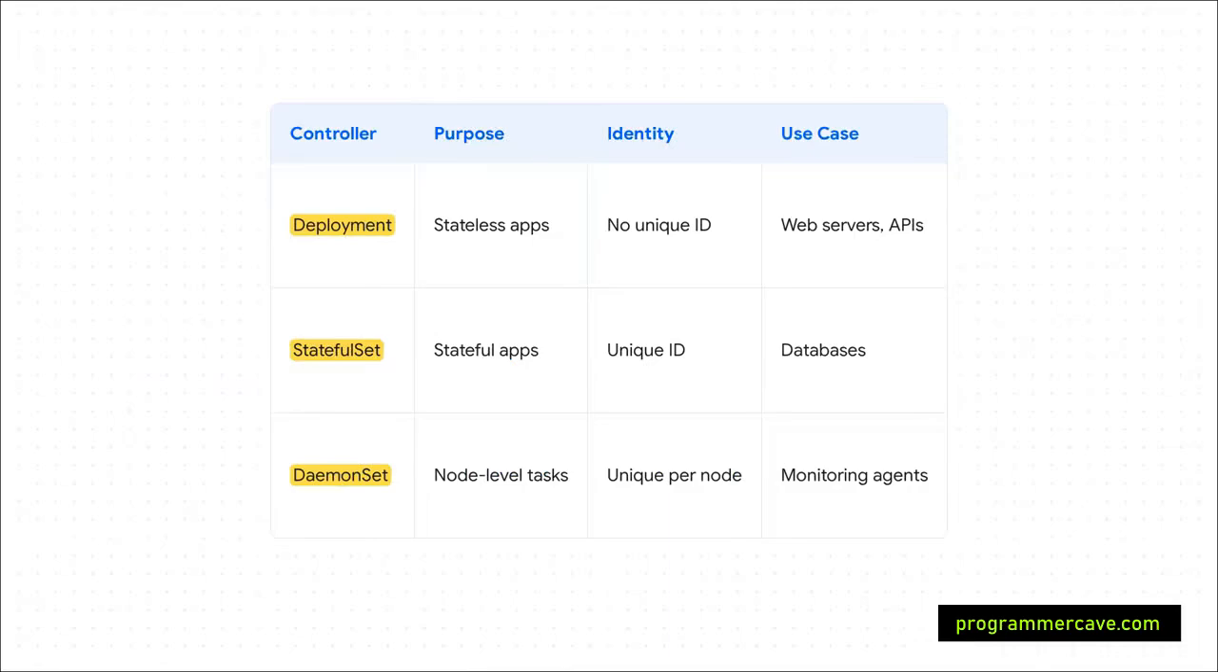So, to wrap this section up, let's just do a super quick recap. You're going to use deployments for your everyday stateless apps. You'll reach for StatefulSets for things like databases that need a stable identity. And you'll use DaemonSets for those critical node-level agents. Just knowing which one to pick is really the first big step to mastering Kubernetes.